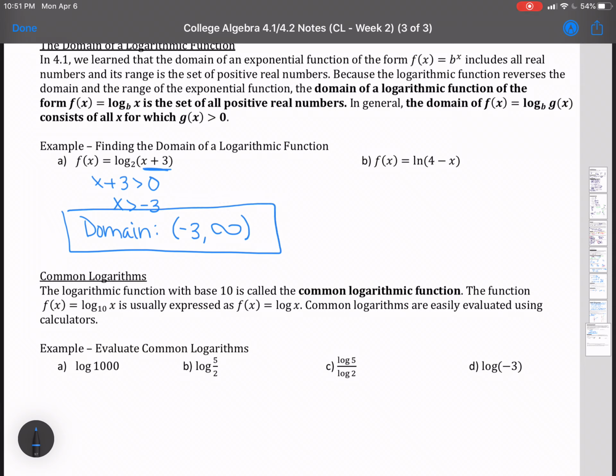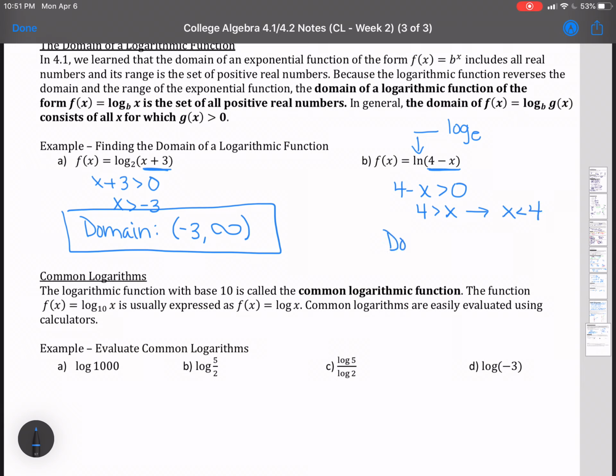Okay. And then same thing, f of x equals ln of 4 minus x. So ln is our natural log. This is when we have a log base e. But it doesn't change anything. Our rule still applies. So we're going to take our inside, 4 minus x, and say it has to be greater than 0. So if we solve, we add the x to the other side. We have 4 is greater than x, which means x is less than 4.